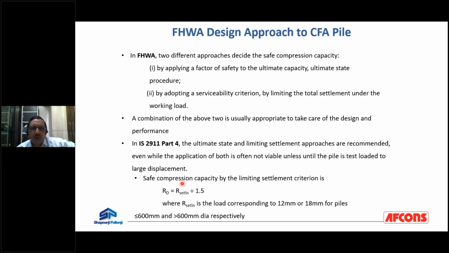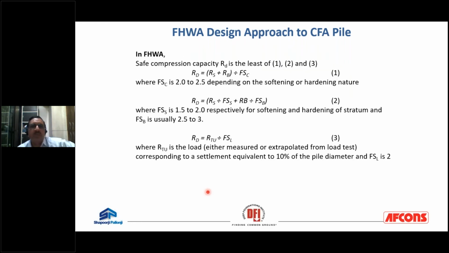So you will see that the safe compression capacity based on the limiting settlement criteria, normally we get from the load test. It will be a certain limiting load divided by a certain factor of safety, that is 1.5. This is the traditional method. In FHWA, either you can have a global factor of safety, which varies from 2 to 2.5, depending on whether it is a softening or a hardening nature of the pile-soil interaction. Or you can have a suitable partial factor of safety applicable for the side shear, which varies from 1.5 to 2, or from 2.5 to 3 for the end bearing.